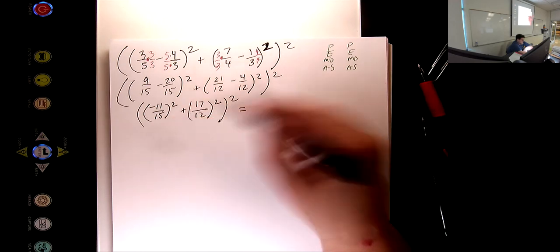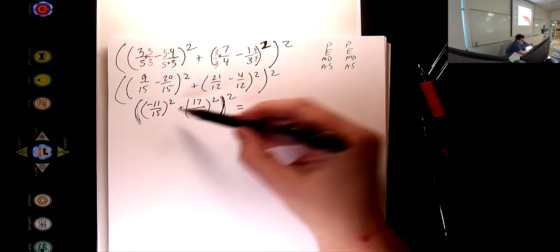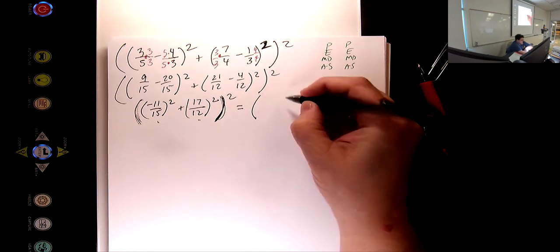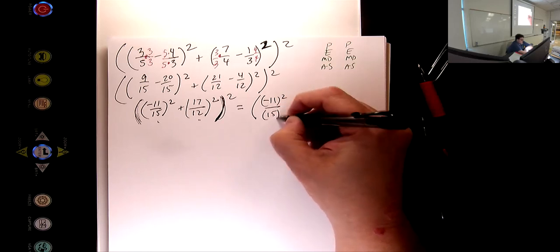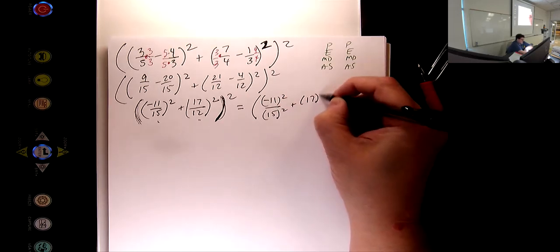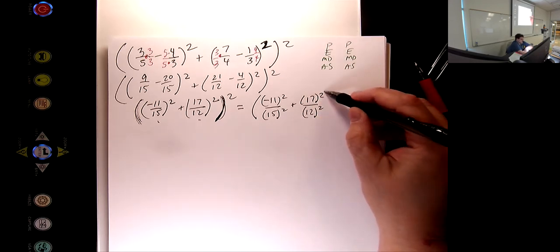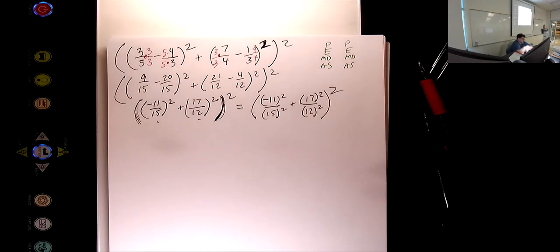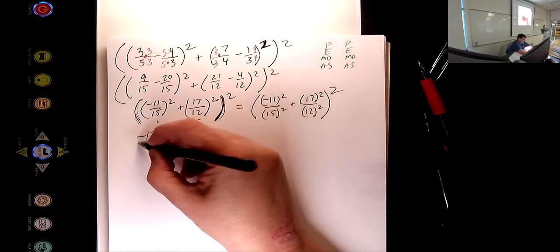So I will now start looking at the bigger parentheses. Doing the bigger parentheses, I got something squared plus something squared. I need to address those two squares. So when I distribute, I have negative 11 squared over 15 squared plus 17 squared over 12 squared. So this gets me negative 121 on the top of this one.